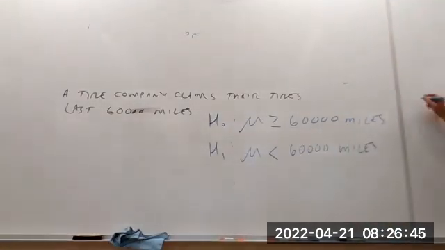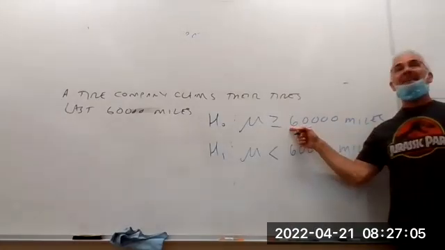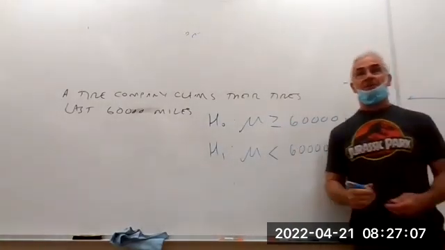If you thought about it on a number line, you guys remember number lines? Sometimes a visual helps. Greater than or equal to 60 would be this, wouldn't it? So what's left? Less than 60. All you want is what's left. So the complement of at least 60,000 would be less than 60,000.